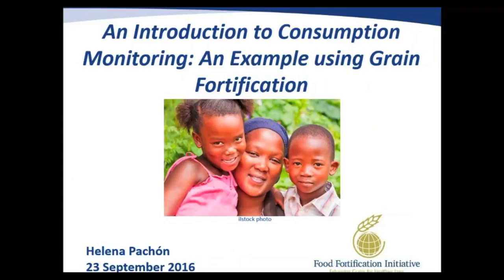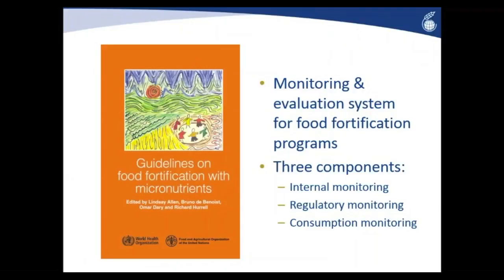And again, this is an introduction to consumption monitoring. In 2006, the World Health Organization and FAO published what we affectionately call the Orange Book, these guidelines on food fortification with micronutrients. In that book, they presented a monitoring and evaluation system for food fortification programs. Today in the presentation, I'm going to describe three components of that monitoring and evaluation system: internal monitoring, regulatory monitoring, and consumption monitoring. Despite the use of the word monitoring, these terms mean very different things, and that's why we wanted to get some clarity about what they mean.